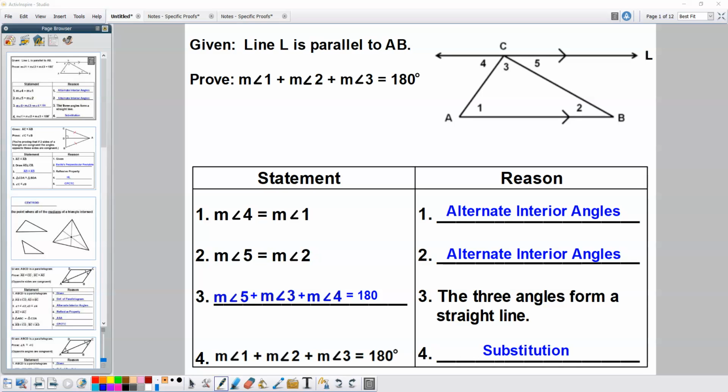These are very specific proofs that you're going to need to know for your quiz and test. Go ahead and copy down everything that's in the blue. You can pause it. I'll explain it as soon as you get done copying it down.